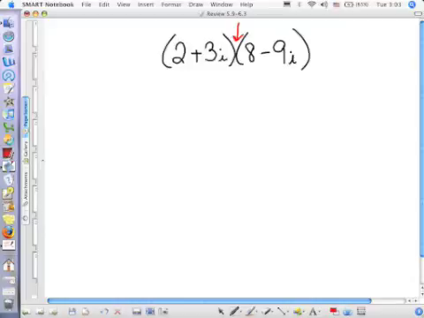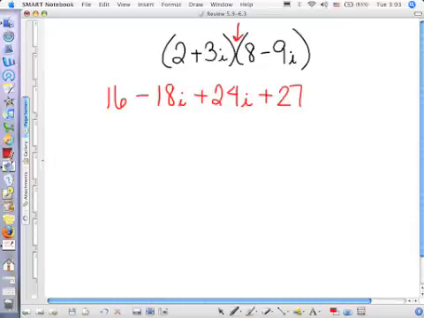When we do FOIL, we multiply first times first. 2 times 8 gives us 16. Our two outer terms are 2 times negative 9i. Our two inner terms are 3i and 8. And our last terms are positive 3 times negative 9i squared. But as we said before, i squared is a negative 1. So when you multiply it, it simply changes negative 27 to plus 27.